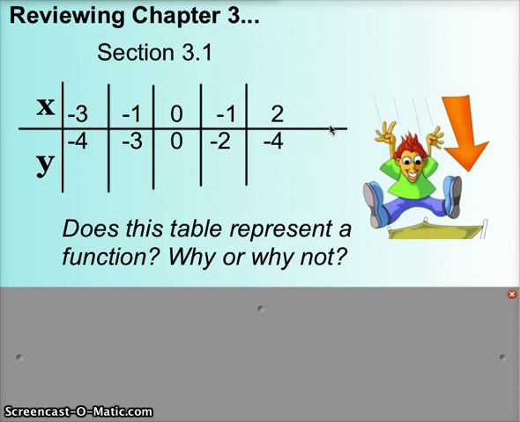Today we're going to review each specific section in Chapter 3. Section 3.1. Looking at this table, does it represent a function and why or why not? Pause the video here.